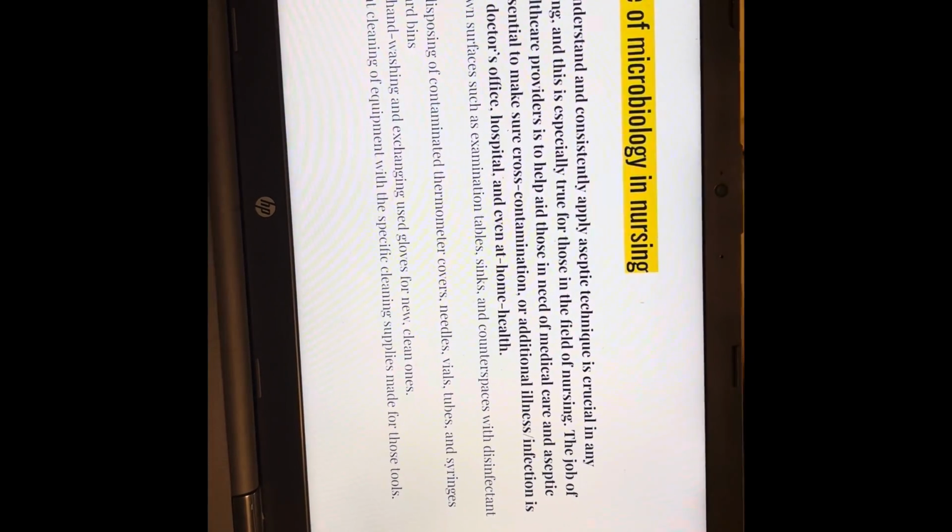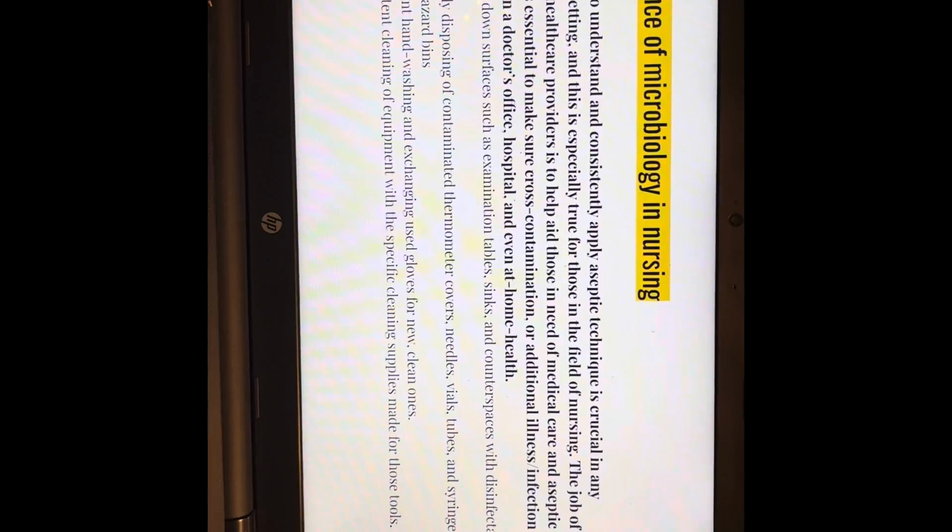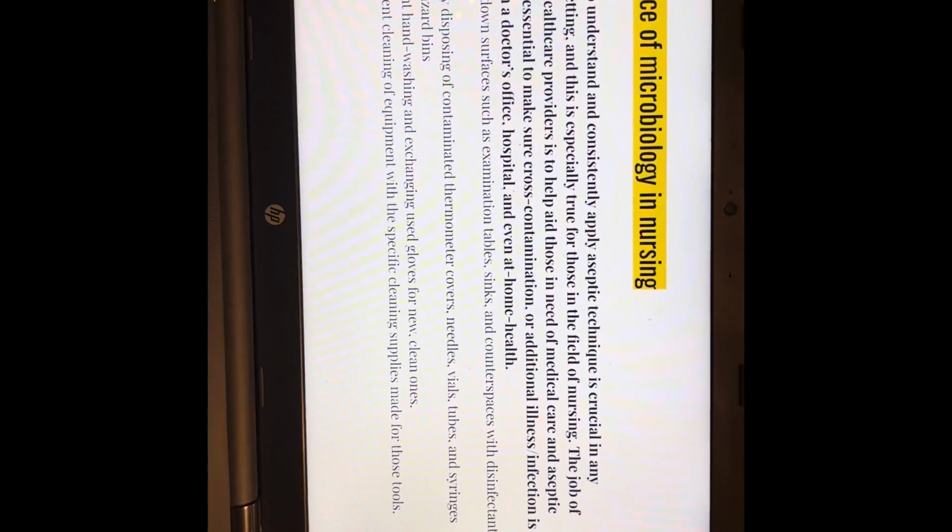Okay, so to begin, there's so many different ways that micro is crucial to being a nurse. And one of those ways is aseptic technique in all the ways that we learned on Top Hat and Labster, and especially in class with wiping down surfaces with disinfectant spray, sinks, counter spaces, examination tables, especially in a doctor's office or in a hospital.